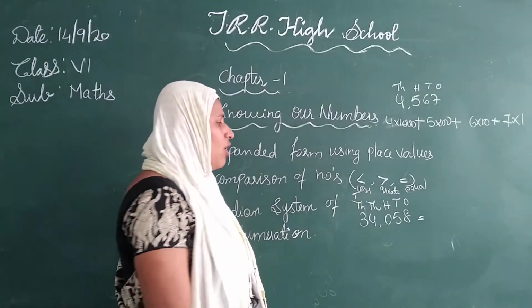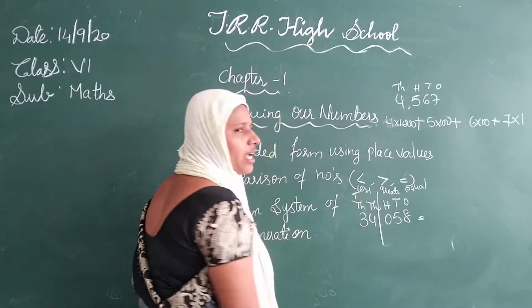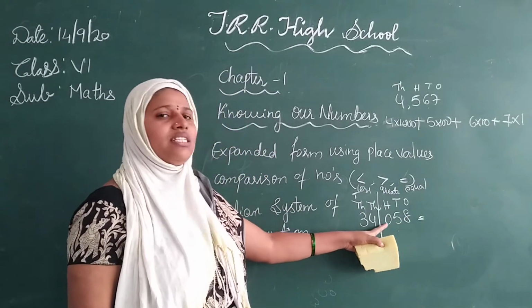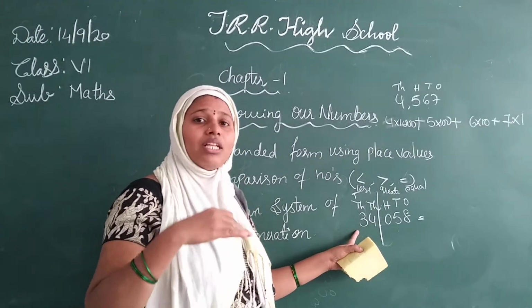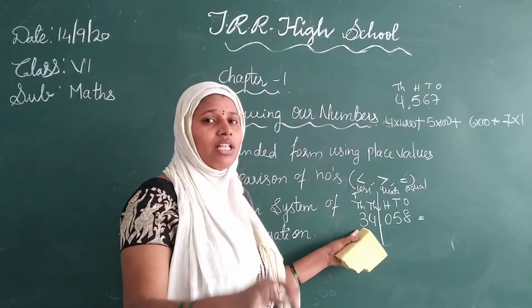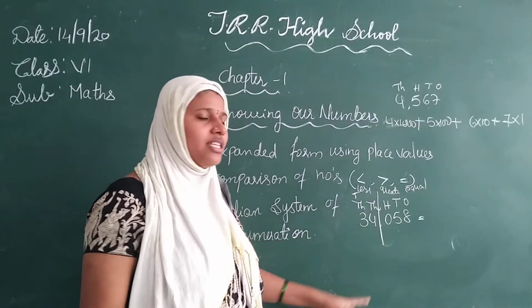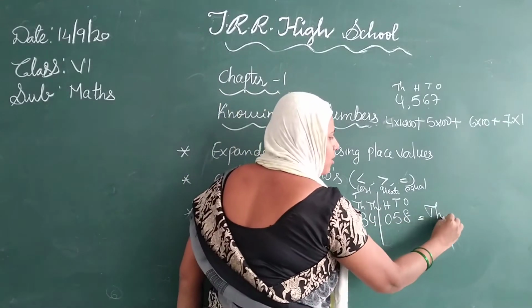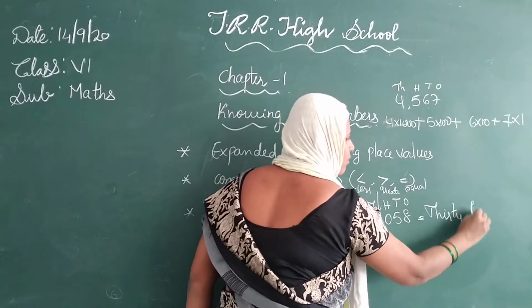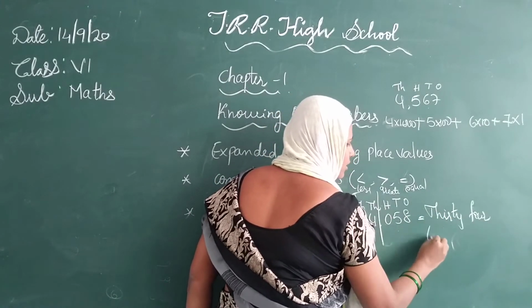Right? Now, always you have to divide this into periods. Ones, tens, hundreds will come under ones period. 1,000 and 10,000 will come under thousand period. This also I explained in the last class. So you have to divide this one. As 34 is in thousands period, so 34,000.